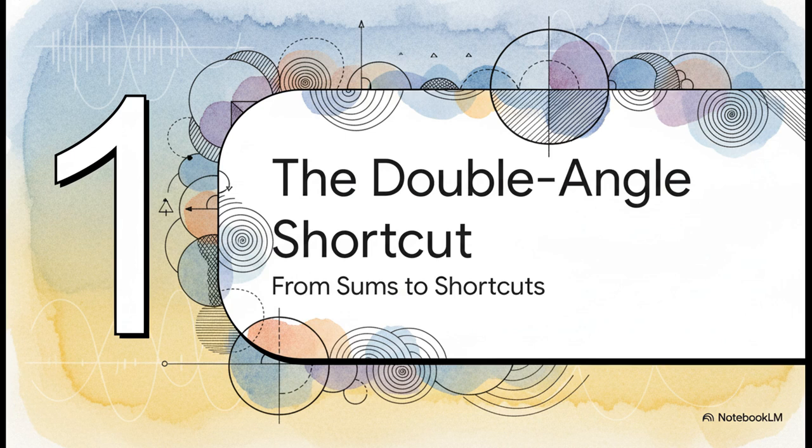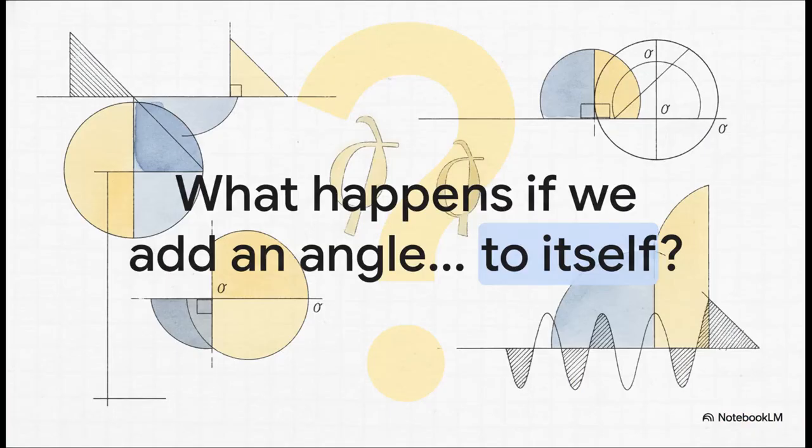Okay, so let's get started, and we're going to begin with something you're already familiar with. Believe it or not, the key to this whole shortcut is hiding in plain sight, right inside the sum formulas for sine and cosine. And here it is. This is the simple but kind of brilliant question that unlocks everything. Instead of adding two different angles, like alpha and beta, what if we just add an angle to itself? Like, what happens if we try to find the sine of theta plus theta?